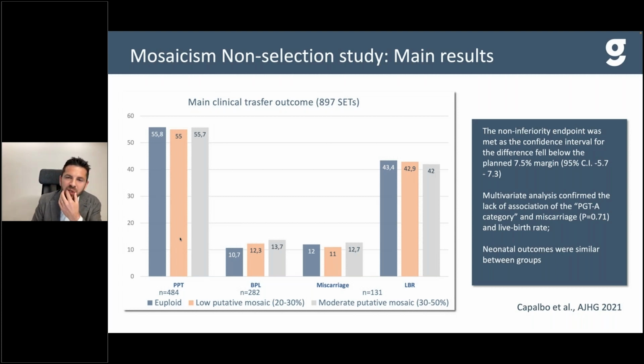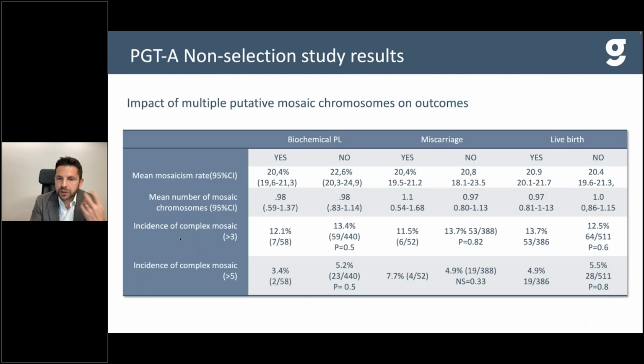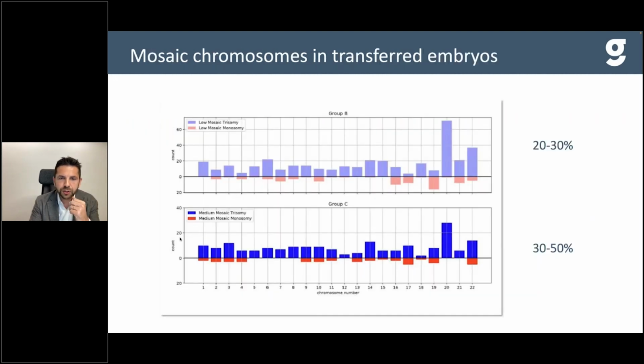And we also failed to detect any difference in neonatal and obstetrical outcomes from pregnancies resulting from euploid or mosaic embryos. We have also been trying to develop some additional metrics in order to further explore any potential association between mosaicism and clinical outcomes, like mean mosaicism rate, mean number of mosaic chromosomes, complex mosaic, more than 3, more than 5 chromosomes, but we failed to detect any association.